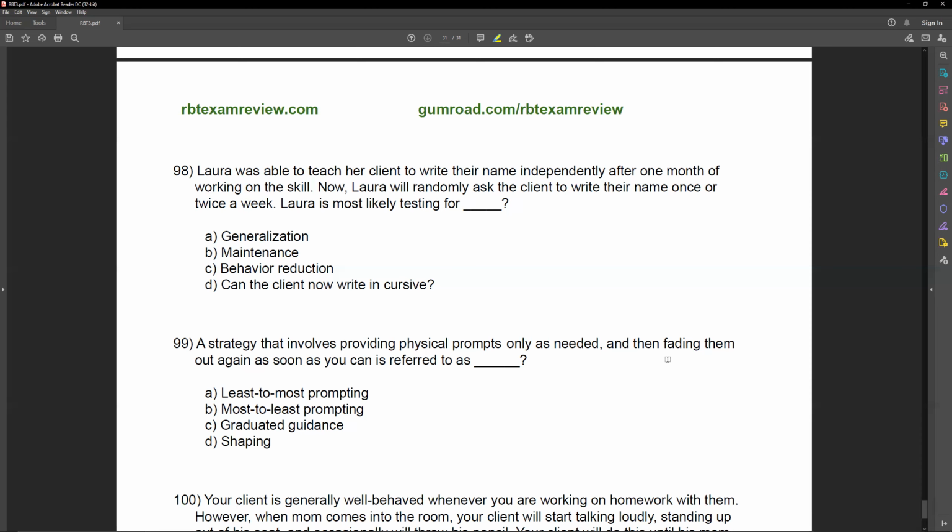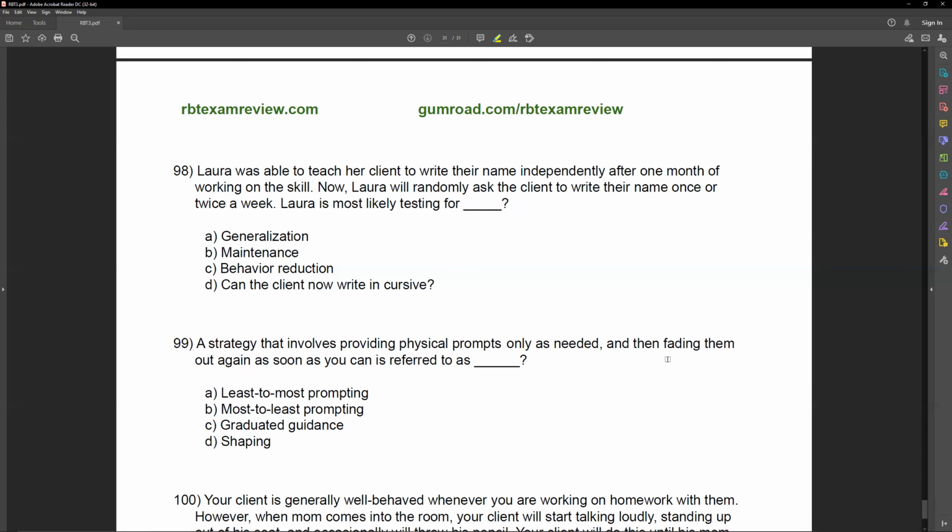What is this a classic case of? Are we generalizing anything? No, there's no sense of generalization here. It's still with Laura, okay? There's no hint of any sort of outside environment, okay? There's not enough information to say we're generalizing. What are we doing? We're testing for maintenance, right?